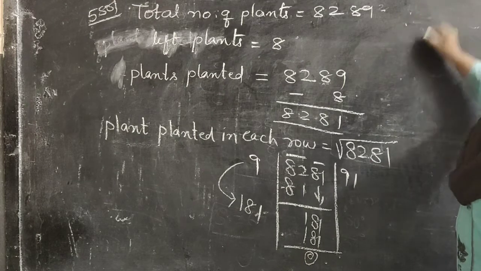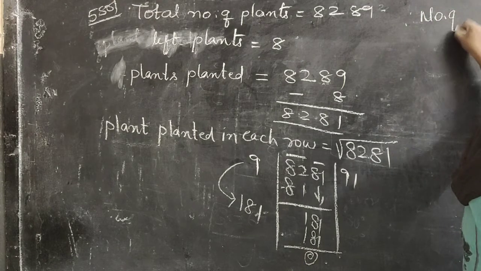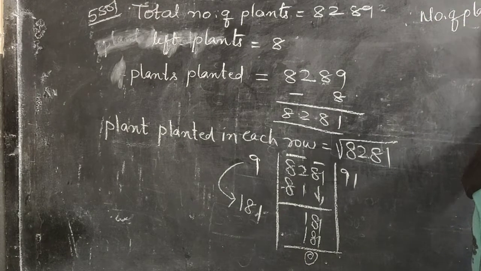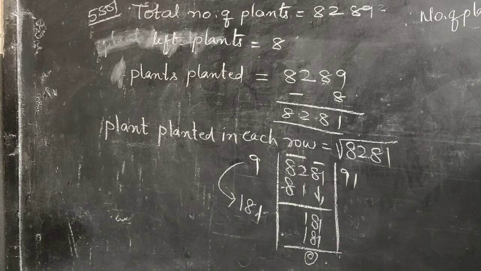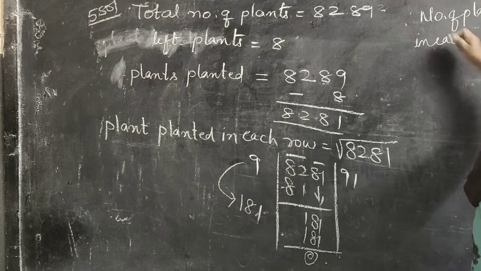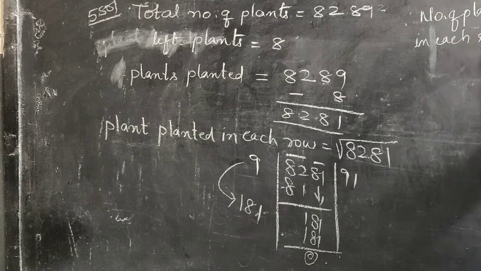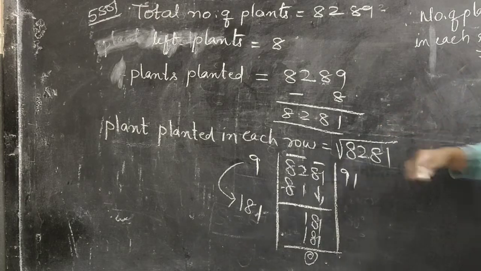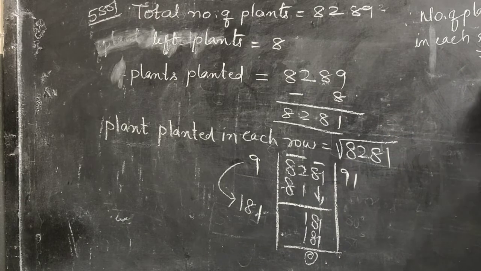So therefore, the number of plants planted in each row is equal to how many? 91. So in each row they have planted how many plants? 91 plants they have planted.